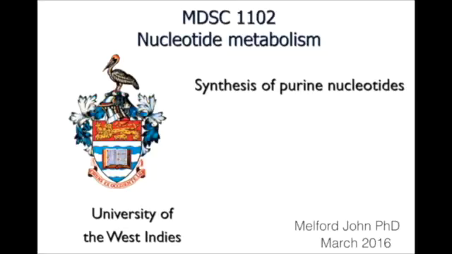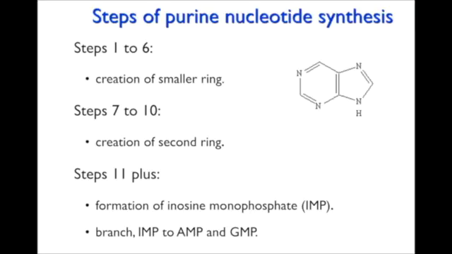We're going to look at the synthesis of purine nucleotides. This occurs in 11 plus steps. Steps 1 to 6 involve the creation of the small ring. Steps 7 to 10 involve the creation of the second ring. And from steps 11 onwards, we have first of all the formation of IMP. And from IMP, we have the formation of AMP and GMP.